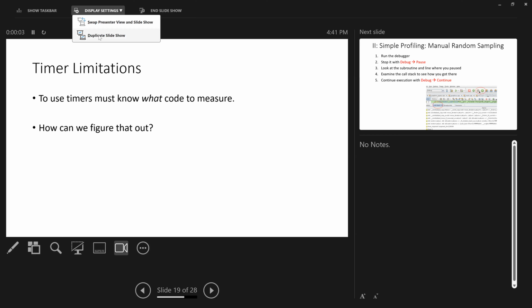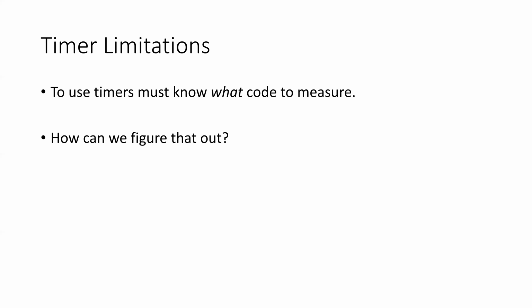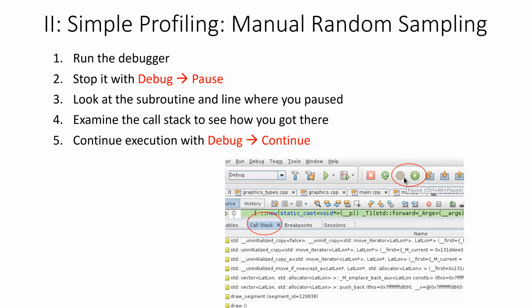Okay, so timers are good, but you have to actually write code. And if you don't have any idea where things are slow, you might wind up writing a bunch of code. So sometimes there are other things you want to do. So this is where that random sampling comes in. Okay, so let me hide these. So we're going to run the debugger. We're going to pause it. We're going to look at where we are, and we're going to do it over and over again until we get bored. If we keep showing up in the same routine, that tells us that's probably slow.